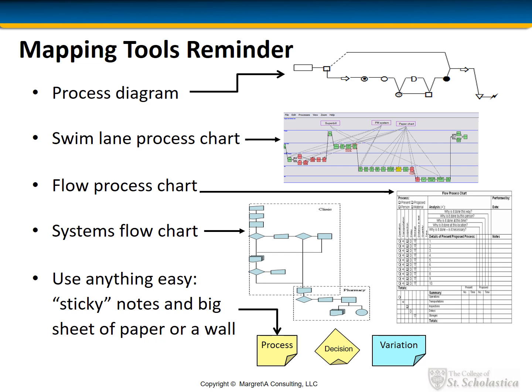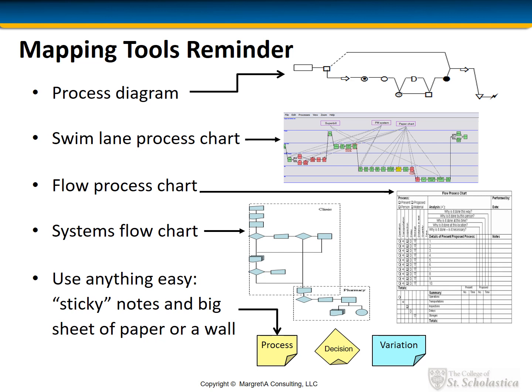Swim lane process charts may use the same symbols as the process diagram or the system's flowchart and permit the arrangement of steps into rows that describe who or what department or entity performs various tasks in the process. Flow process chart incorporates process diagram symbols, measurement of units of work, time, and other factors, and may be the easiest to use for those who prefer narrative descriptions over pictures.